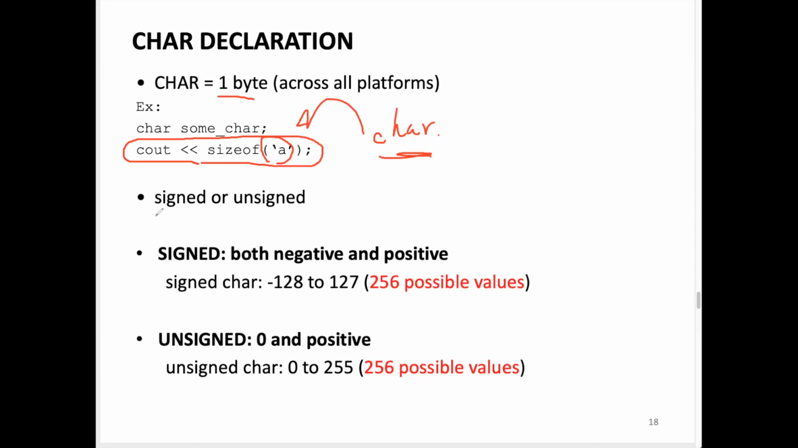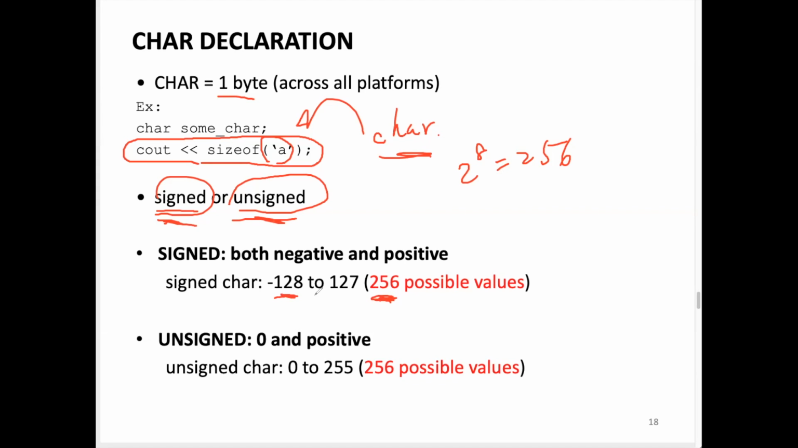Anyway, there are two types of characters. One is signed and the other one is unsigned. Both signed and unsigned are keywords in C++. When you have a signed char, you can go in both negative and positive directions. By default, because 1 byte is 2 to the 8, this is 256. There are 256 possible values. So how do you divvy up this 256 values?